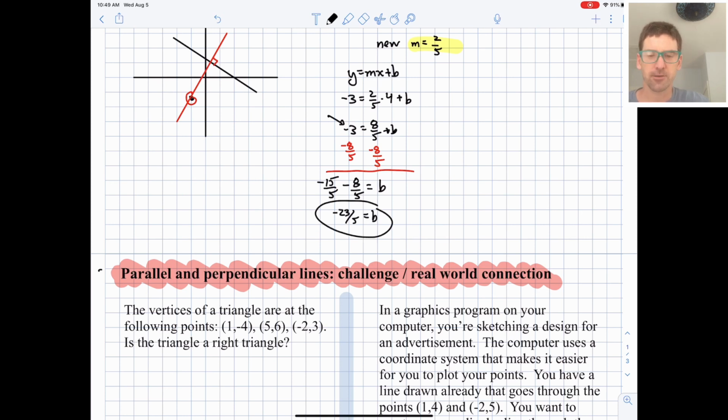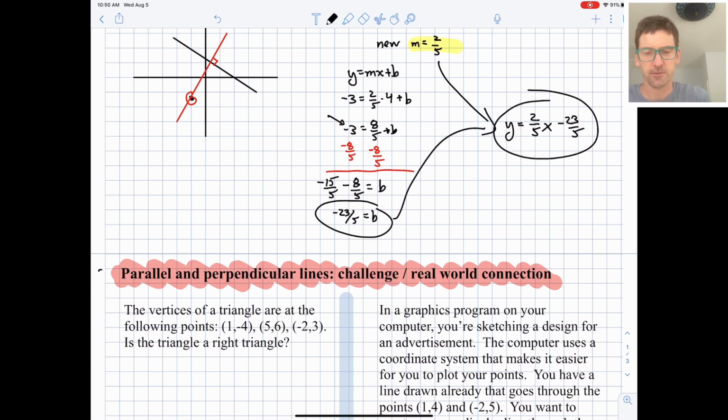So we can write out the information that we figured out into our slope-intercept form equation. And we're going to get y equals 2/5 x minus 23/5. And that would be our final equation right there. And that would be a good place to stop.